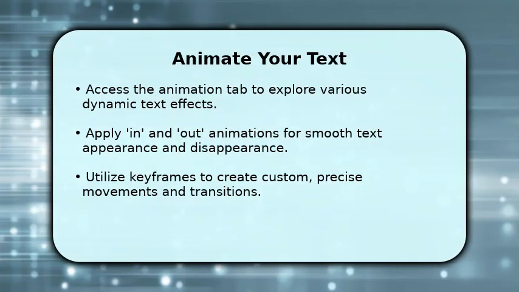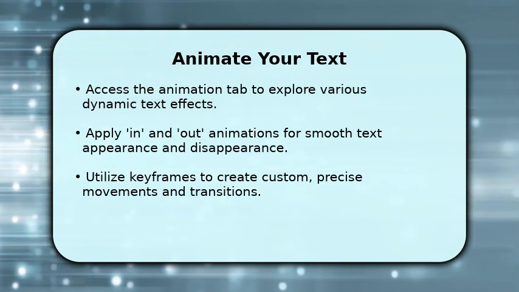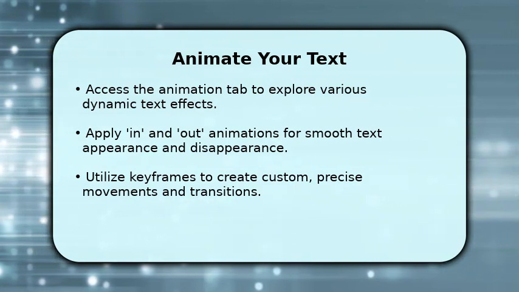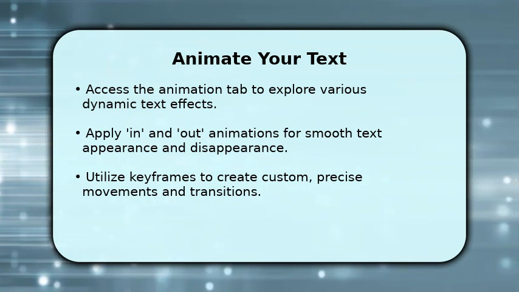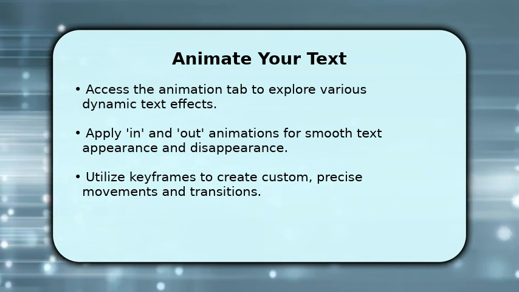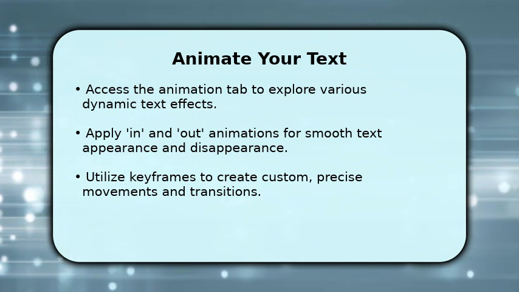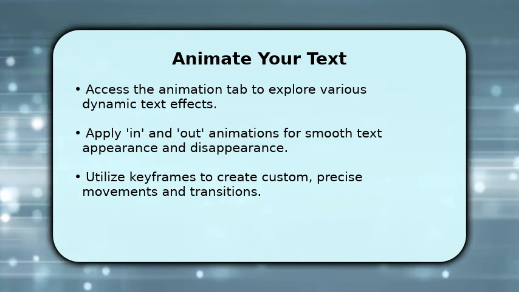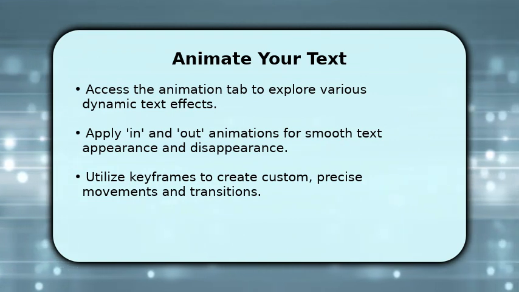Now, let's bring your text to life with animation. Head over to the Animation tab within Capcut. Here, you'll find a wide array of options to make your text move. Experiment with in and out animations to control how your text appears and exits the screen, ensuring a fluid visual flow. For more advanced control, use keyframes to define specific positions, scales, and rotations over time, giving your text a truly unique and dynamic feel.